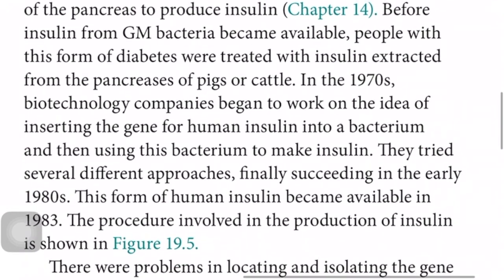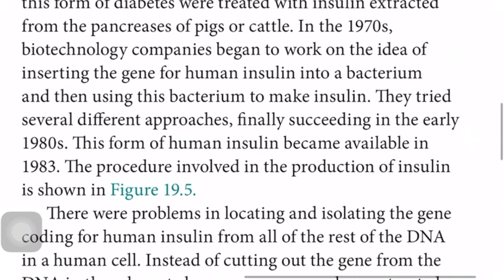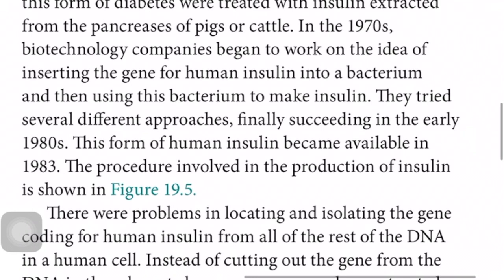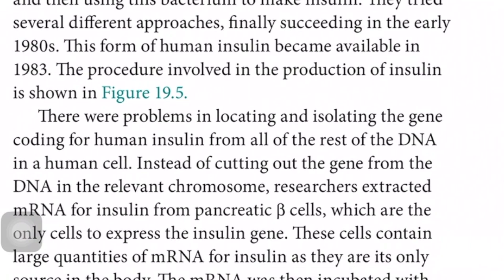Before insulin from genetically modified bacteria became available, people with this form of diabetes were treated with insulin extracted from the pancreas of pigs or cattle. In the 1970s, biotechnology companies began to work on the idea of inserting the gene for human insulin into a bacterium and then using this bacterium to make insulin. They tried several different approaches, finally succeeding in the early 1980s. This form of human insulin became available in 1983. The procedure involved in the production of insulin is shown in figure 19.5.